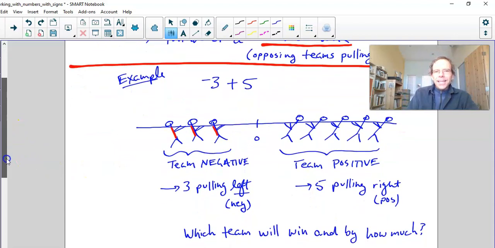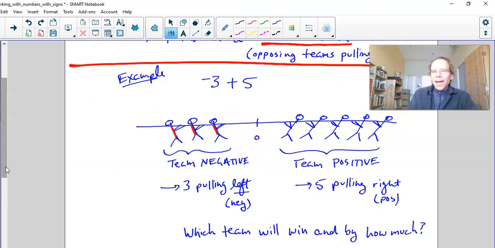If we've got negative 3 plus 5, I like to think of that as having 3 people on the negative team and 5 people on the positive team pulling. And they're all equal people. It's not like you've got a big burly person and a small person on the other side. They're all even. And anyway, who's going to win here? The positive team's going to win.